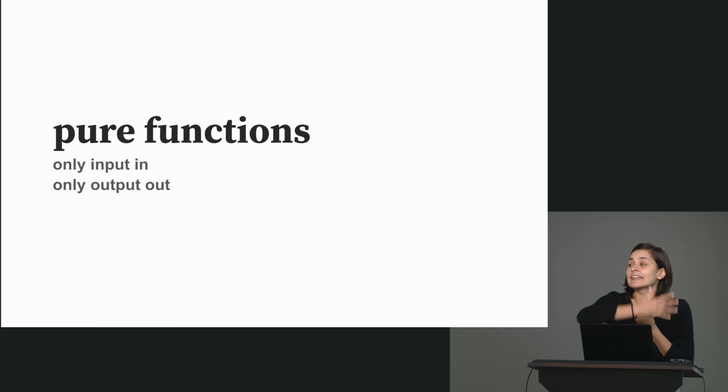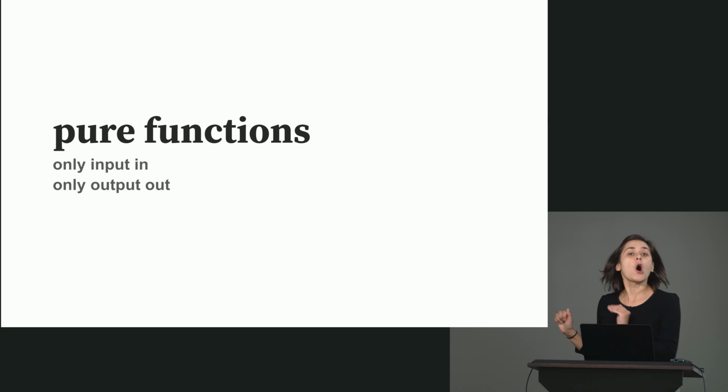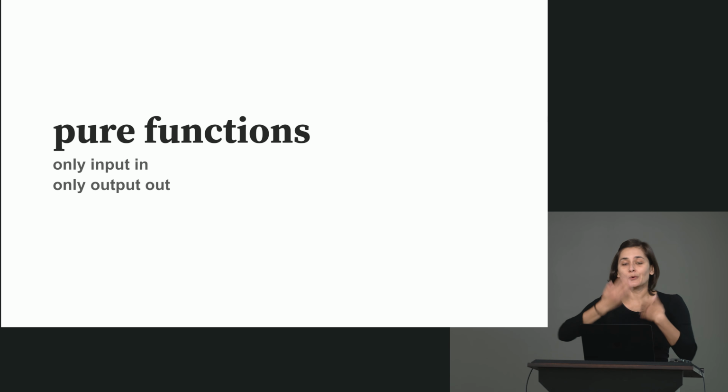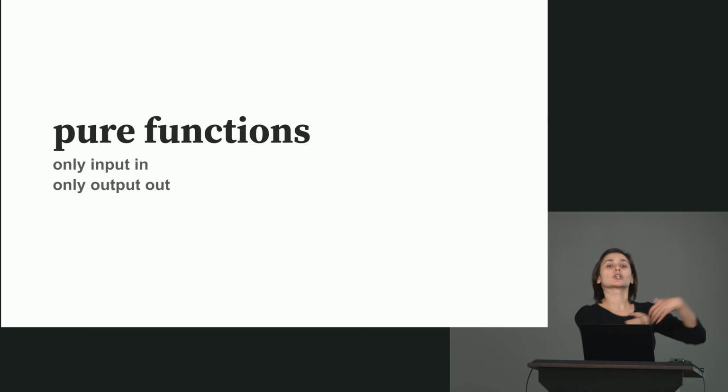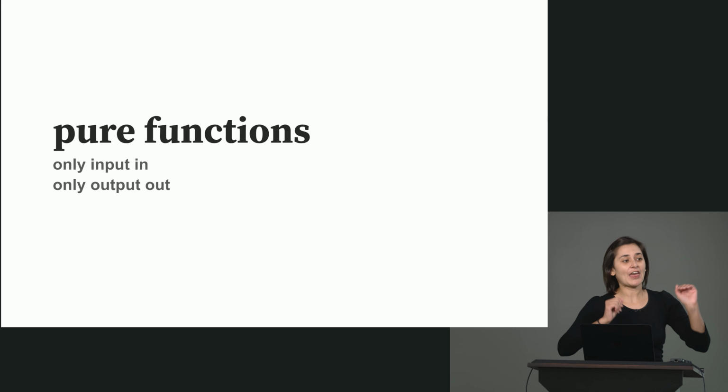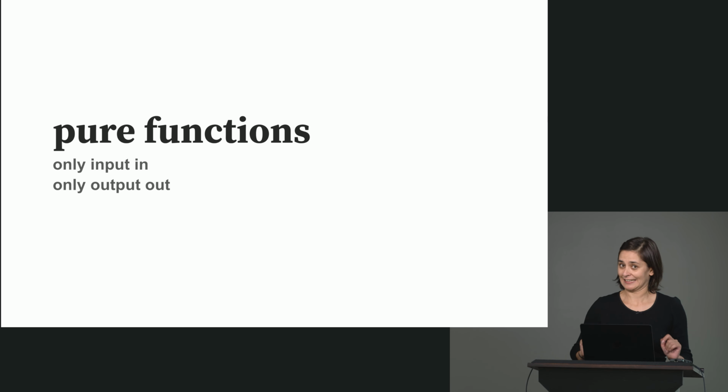It doesn't take in any other information about the state of the world, the weather today, the time it is, etc. Only its input arguments. And then all that it does is do whatever computation it needs to do and return its output. That is it. It doesn't do anything else, and we'll talk about what anything else might be in a moment. So a pure function is essentially a transformation from inputs to outputs, period.